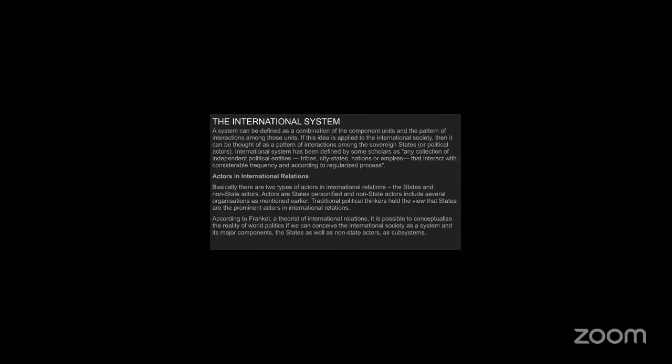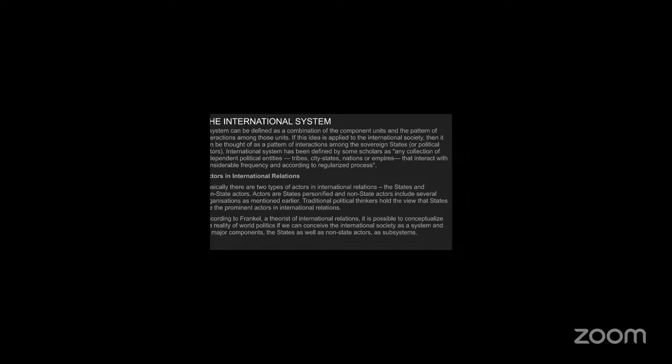he talks about the possibility of conceptualizing this reality of world politics, where it has major components. If we are conceiving it as a system with its major components, then the system as well as the non-systems are the subsystems here. What he is saying is that the dominant actors, since they are superior, will always try to influence and manipulate the behavior of the less powerful actors here.